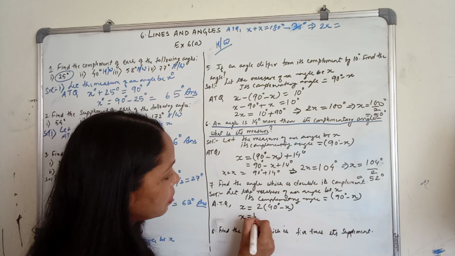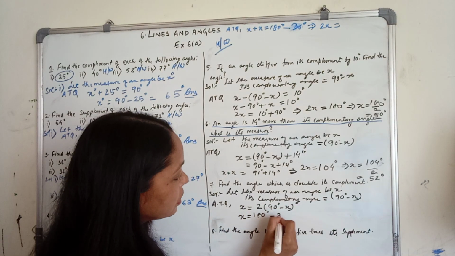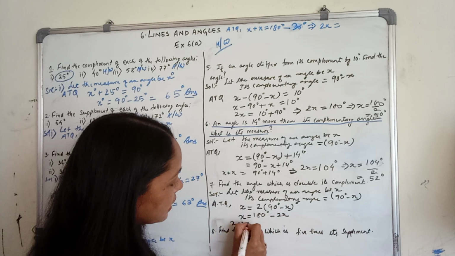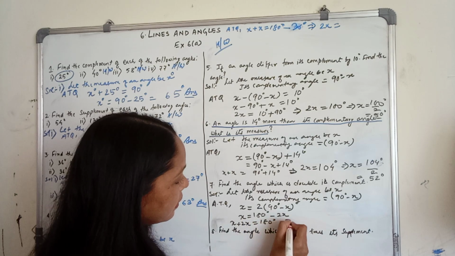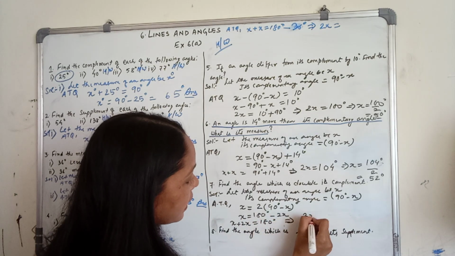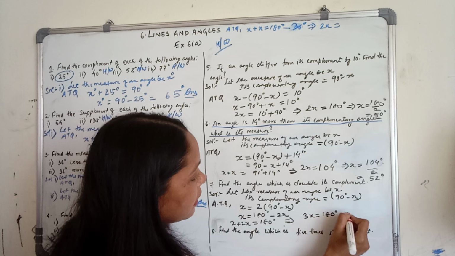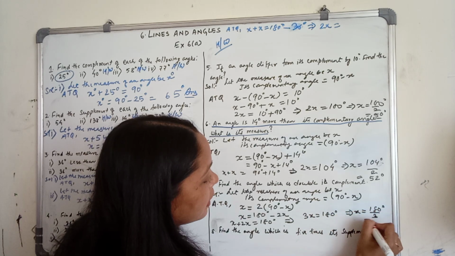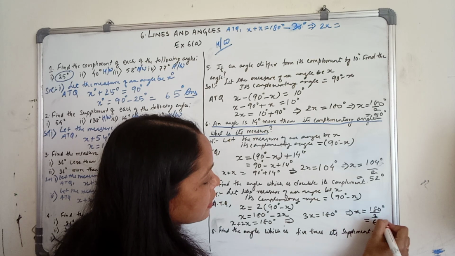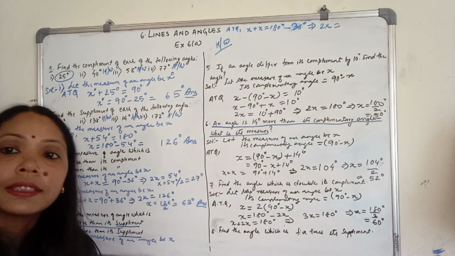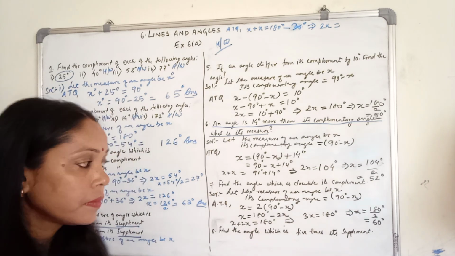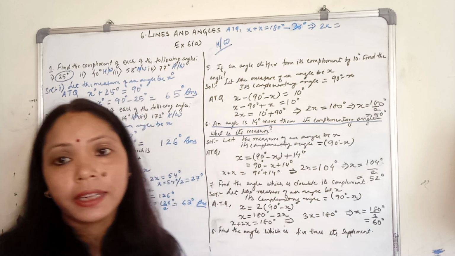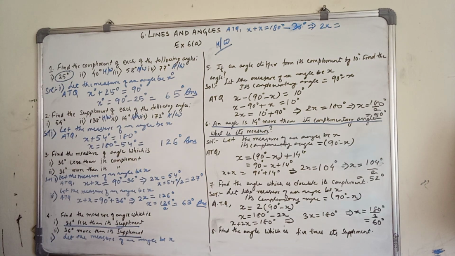So x equal to 180 degrees minus twice x. So bring this one here. x plus twice x equal to 180 degrees. This one will be thrice x is equal to 180 degrees. So x is equal to 180 degrees divided by 3. 3 6s are 18 and 0. So the answer will be 60 degrees. These are very easy. You just have to use the concept of supplementary and complementary.